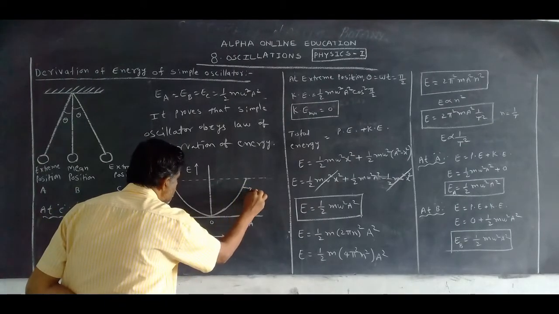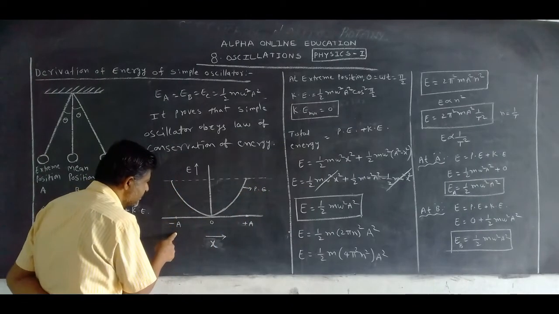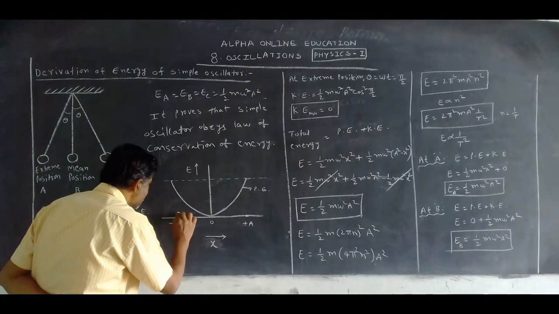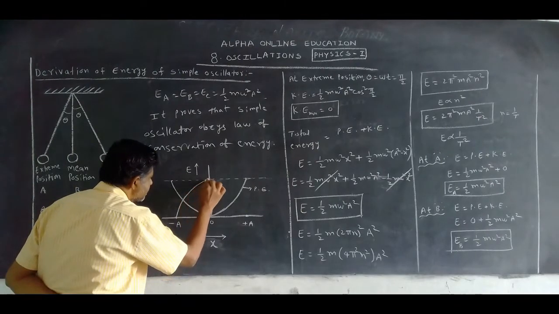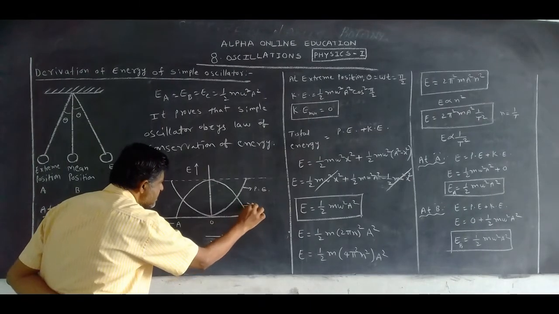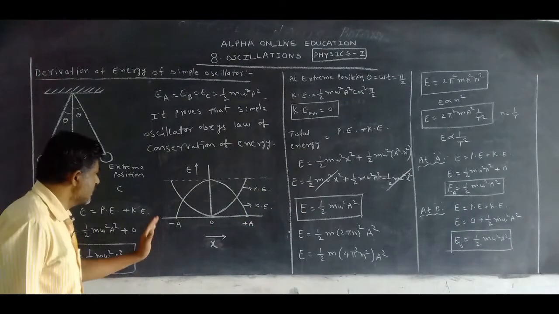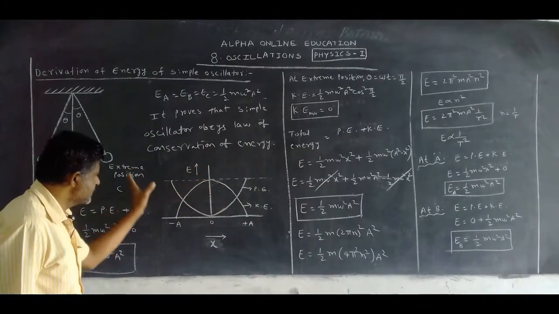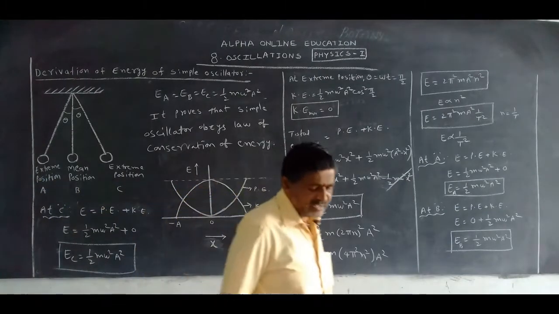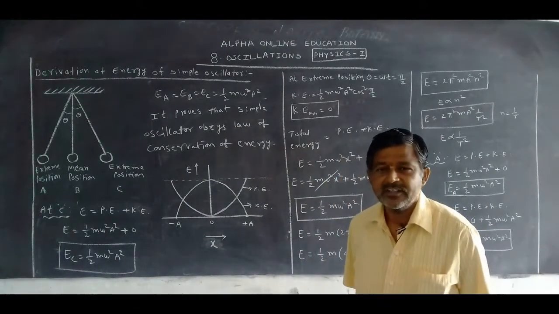This is the potential energy curve. Why? Potential energy is maximum at extreme position and also at the other extreme position, but at mean position it is 0. But kinetic energy is like this. What is this? This is the kinetic energy curve. Okay? This is the kinetic energy curve. This is the potential energy curve. This is a very important question in this chapter for 8 marks.